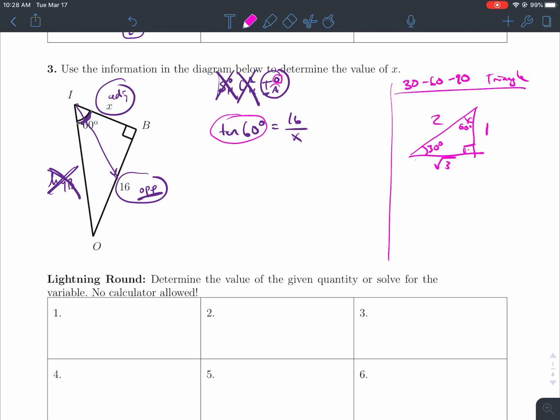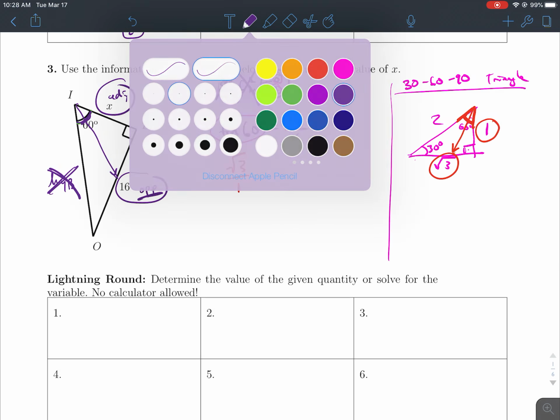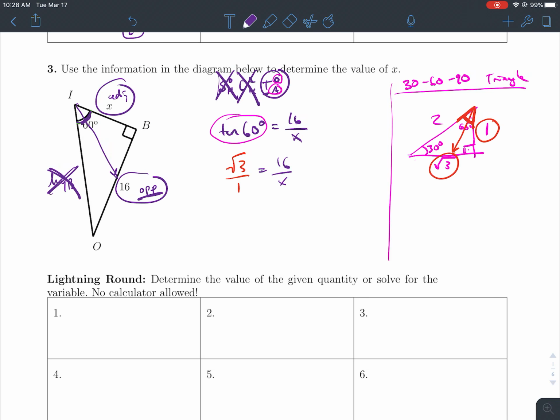And tangent is opposite over adjacent. And this time, we're focused on our 60 degree angle. So opposite over adjacent will be square root of 3 over 1. And that equals our 16 over x from before.